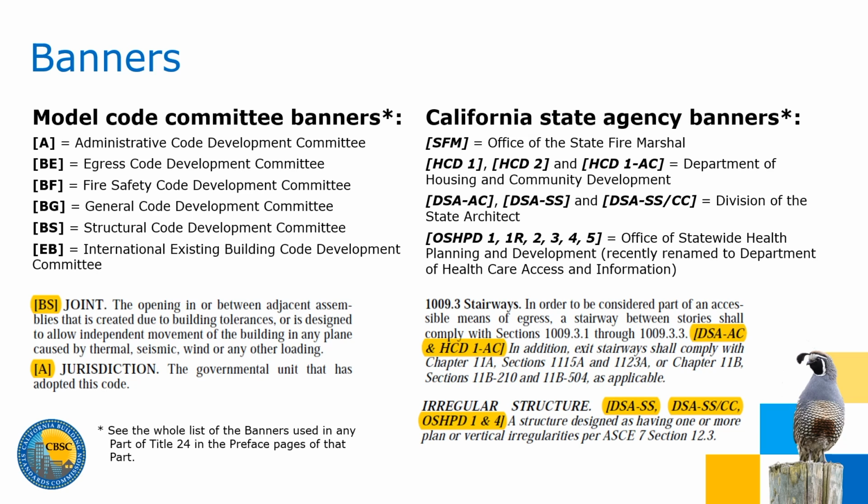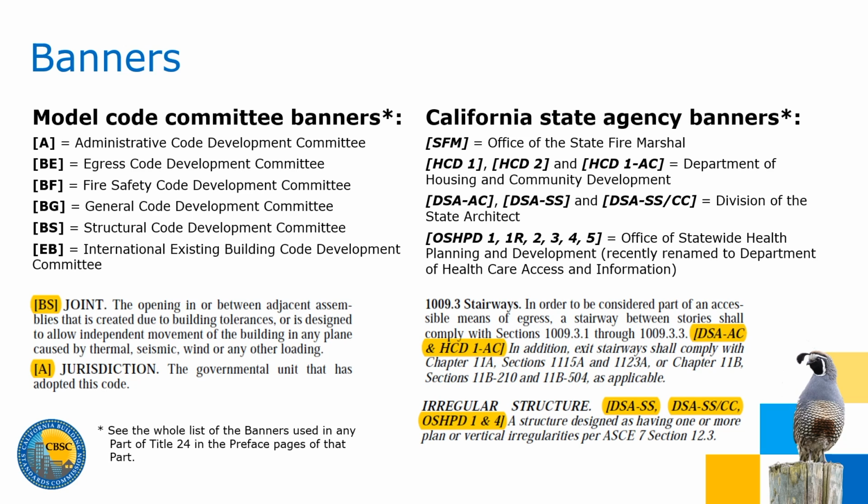And the application of the amendment is obvious, even without using the banner, such as State Fire Marshal amendments for fire and life safety. Knowing state agency acronyms and applications, as well as ICC code committees, is necessary to make sense of banners. Fortunately, all this information is provided at the front of every part of Title 24.